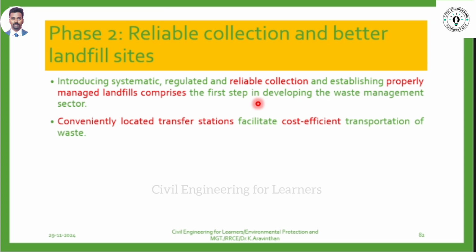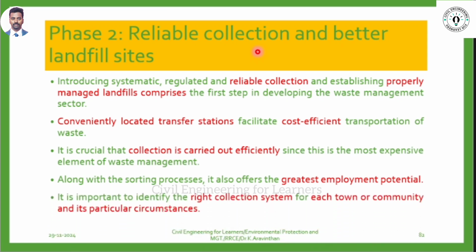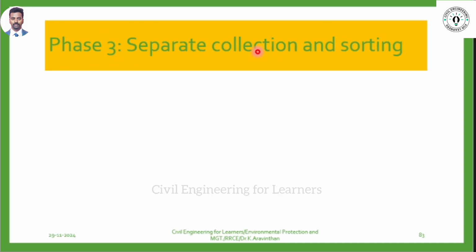If you are dumping directly, the soil will get affected. So there should be a membrane, a geomembrane. Whatever waste is being dumped there, during a rainfall it will penetrate to the soil. So it should be collected in that membrane, and the hazardous waste is to be collected in a leachate pool. So this is the second step. This will be a place for giving employment potential also. Third thing is separate collection and sorting.